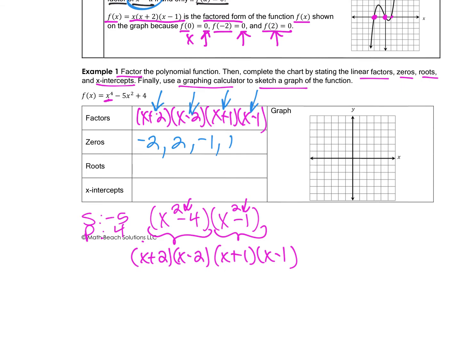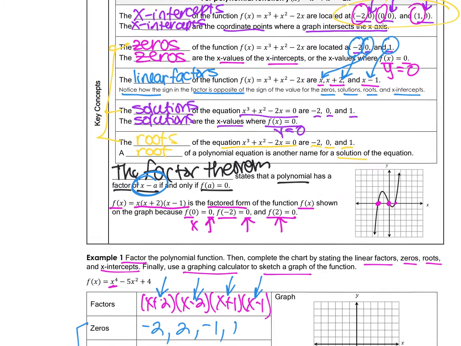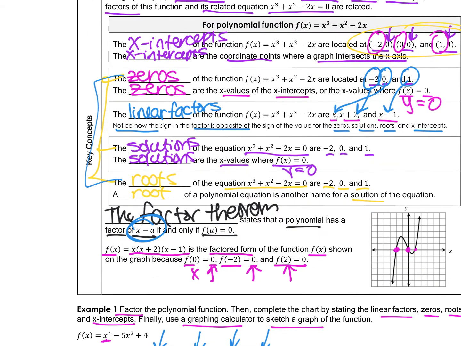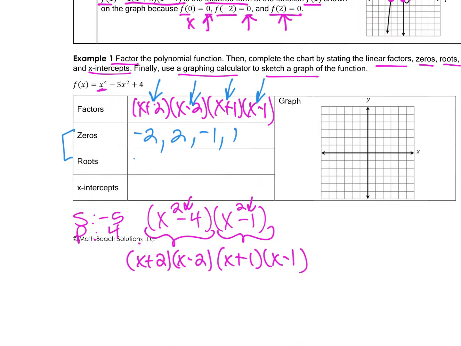And then remember zeros and roots. If you look back up at the top, zeros and roots, those are the same exact thing. So it doesn't really matter which order you list them in. And then our x-intercepts, they are the same thing, except it's an ordered pair. So negative 2, 0, 2, 0, negative 1, 0, and 1, 0. So it's just the way that you write it, but they include the same x values as your zeros and roots.